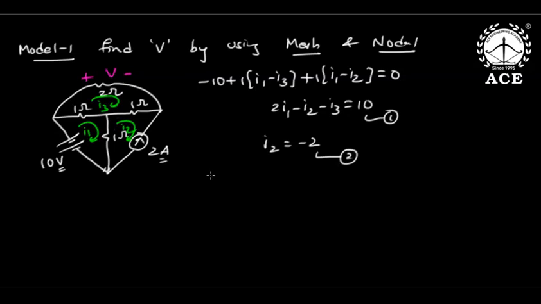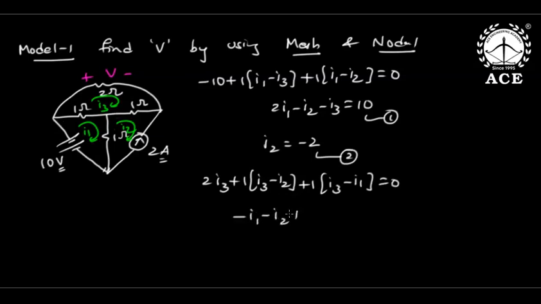Now the third mesh: 2I3 plus 1 into (I3 minus I2) plus 1 into (I3 minus I1) is 0. So minus I1 minus I2 plus 4I3 equals 0.